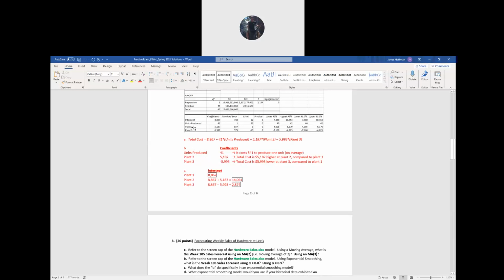So we're not changing plant 2 or plant 3 by 1 unit. We're showing that this is the additional cost, and this is the drop in costs comparing to plant 1. So plant 3 is the cheapest, plant 1's the middle, and plant 2 has the highest cost.